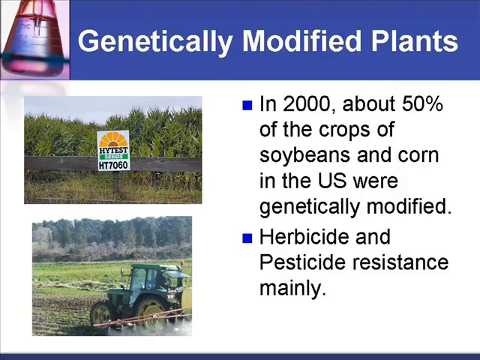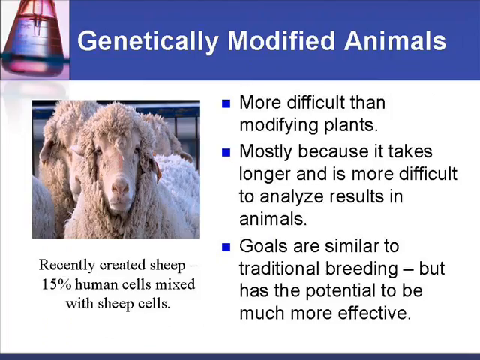In 2000, about 50% of the crops of soybeans and corn in the U.S. were genetically modified. They were mostly given herbicide and pesticide resistance. That is, to make the plants resistant to certain things that kill plants and different pests. This is so that the farmers can treat these crops with pesticides and herbicides that will kill weeds and other pests but not harm the crop.